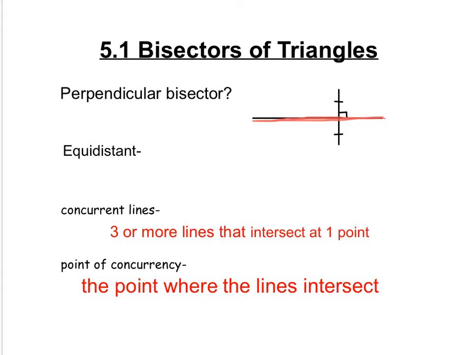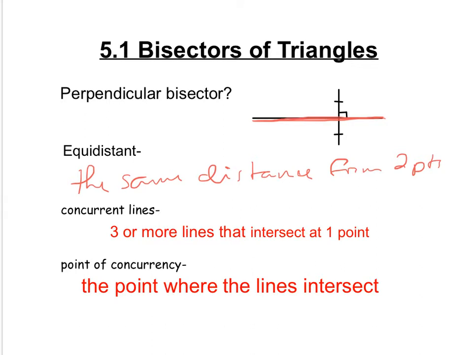We also have a word, equidistant. Equidistant is exactly what it sounds like. Equidistant means the same distance away. And we will use that word, the same distance from 2 points, in a theorem tomorrow called the perpendicular bisector theorem, but we will use that in class.